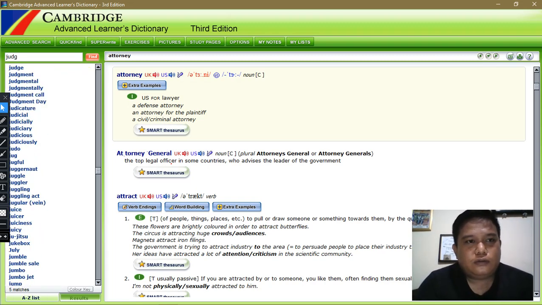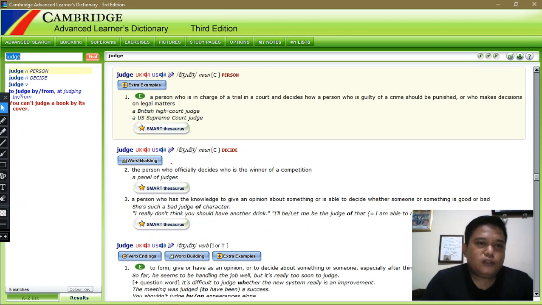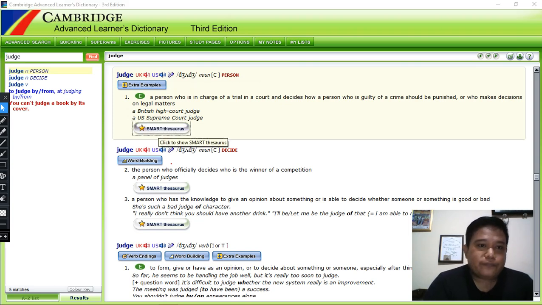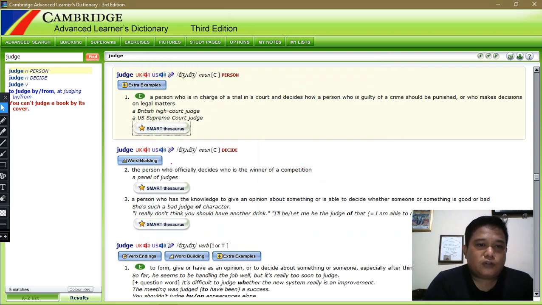So in this dictionary you can find much about the word you want to find. Like when I try to find judge here, I click this one here. So there is an example of what kind is it, what is judge, and also the pronunciation in the UK and the US. And also there is a small thesaurus, like when I click it, see, judges and juries. It should be better if you connect this to the internet firstly, and then you will find out what you can find in the word judge.